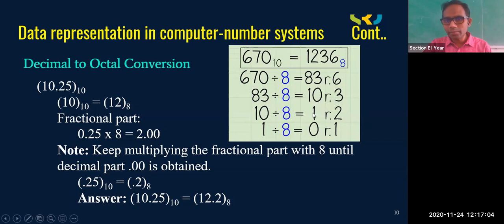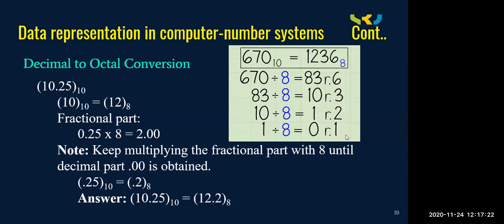Divide the 10 with 8. 8 ones are 8. Remainder 2. Then divide 1 with 8. 8 zeros are 0. Remainder is 1. Till the value becomes 0, you need to do the division part. Then from bottom to top, take the numbers. The answer will be 1236 to the base 8. Understood?